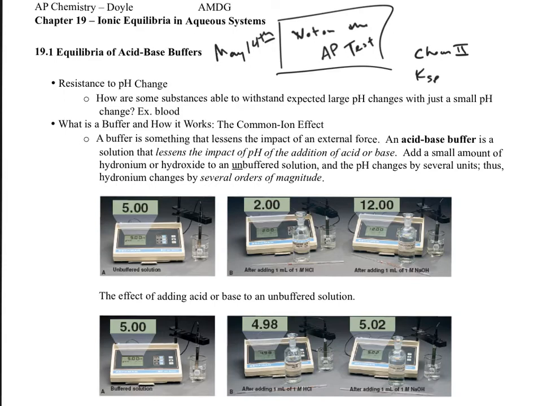So what is a buffer and how does it work? It works on something called the common ion effect, which you'll see here. A buffer is something that lessens the impact of an external force. In this case, the external force is something trying to change the solution's pH. An acid-base buffer is a solution that lessens the impact on pH of the addition of acid or base. So add a small amount of hydronium or hydroxide to an unbuffered solution, and the pH is going to go up by several units or down by several units. It changes quite a bit, even with small amounts. If you have it unbuffered, just pure water, you put in a few drops of 1 molar HCl, and all of a sudden your pH is 2. It can change very, very quickly, whereas here, it's not going to change a whole lot.